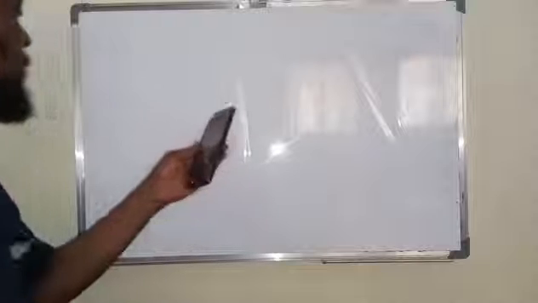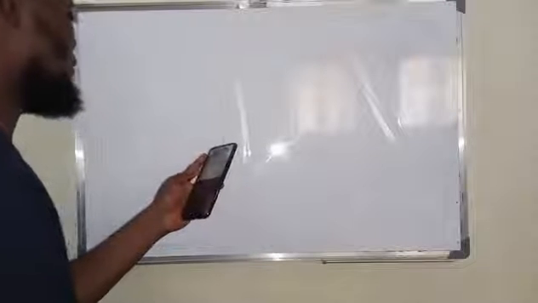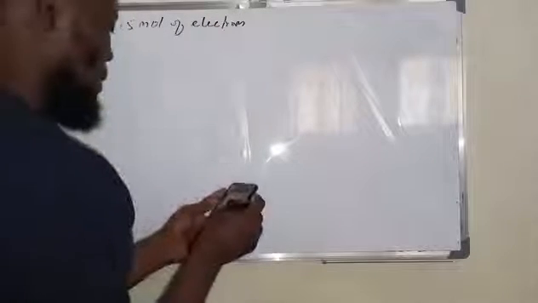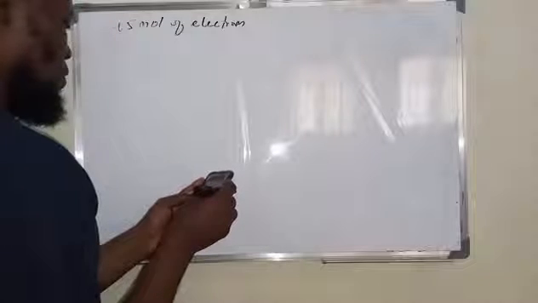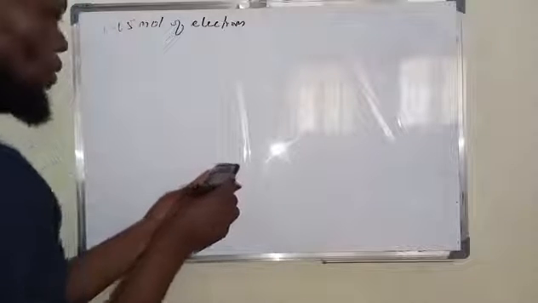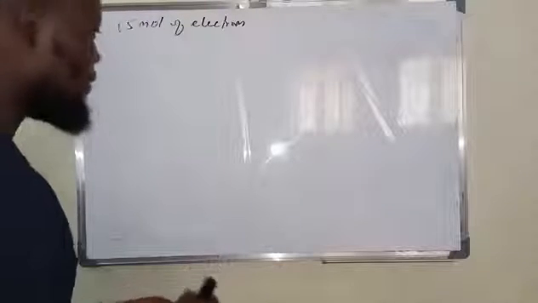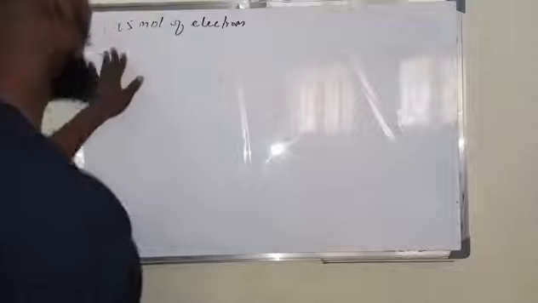Okay, the question says during the electrolysis of dilute H2SO4, we have 0.05 mole of electrons. And the question is, what volume of gas was produced at the anode? So what volume of gas is produced at the anode?